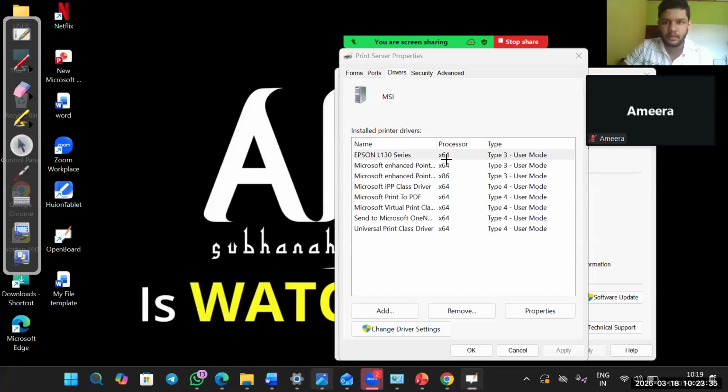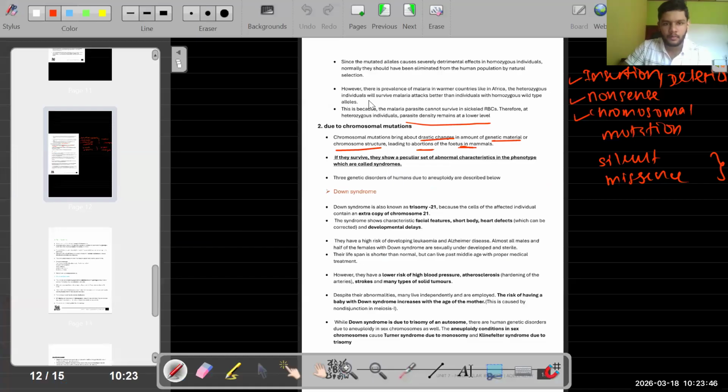Can't see the screen. You can see what I'm writing, right? These red color parts: insertion, deletion, nonsense, chromosomal mutation part. Can you really see that? Okay, okay.